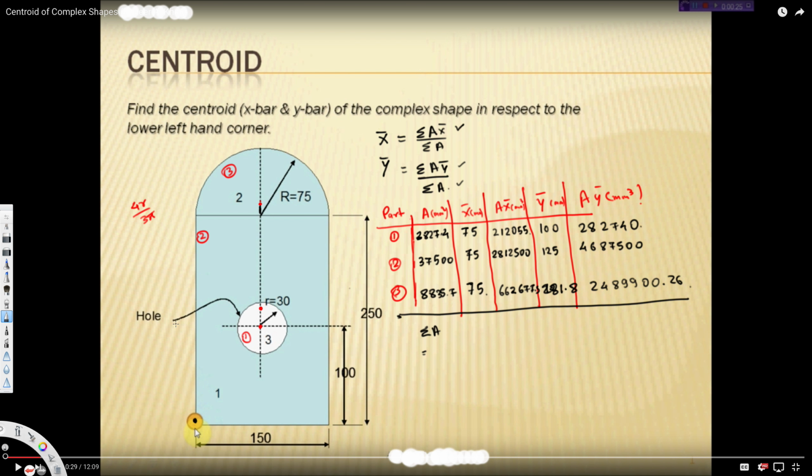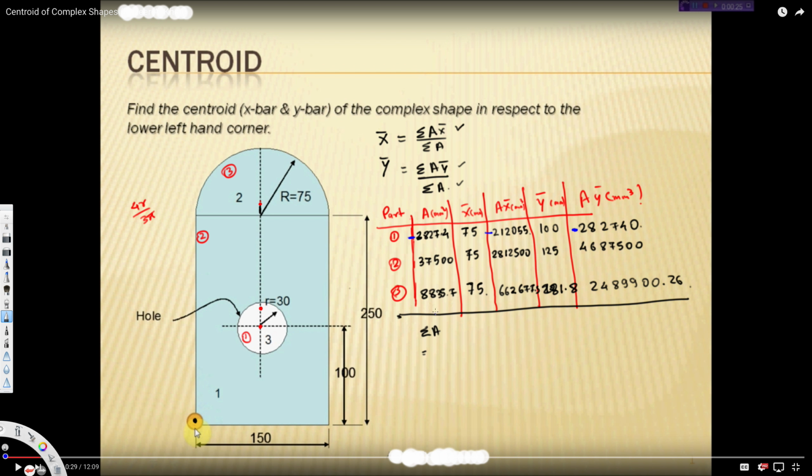This is a hole, so whenever we have a hole, first we calculate all of them together, and then we put the minus sign in front of the hole. For example, this circle is a hole, and I chose that as part 1. So I have to put negative for all of the values. So we are going to calculate sigma A, sigma A x bar, sigma A y bar. Since these three are what we want, we have to put a negative sign in front of them. So negative area, negative A x bar, and negative A y bar. When we add together, we have to deduct this one, and whatever the end value is, that's going to be the sigma A.